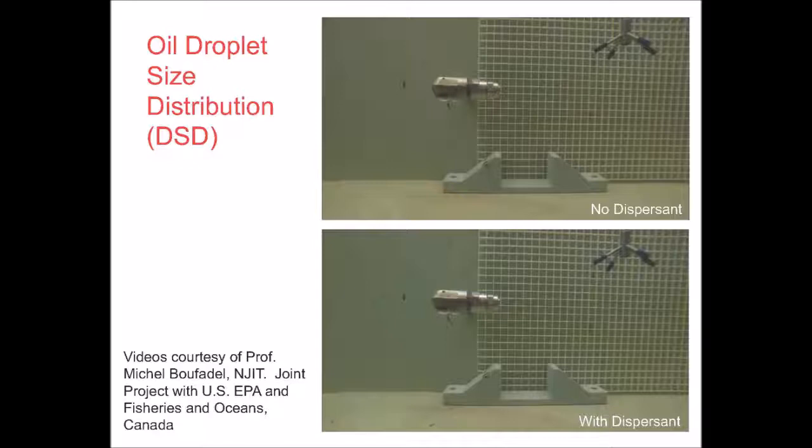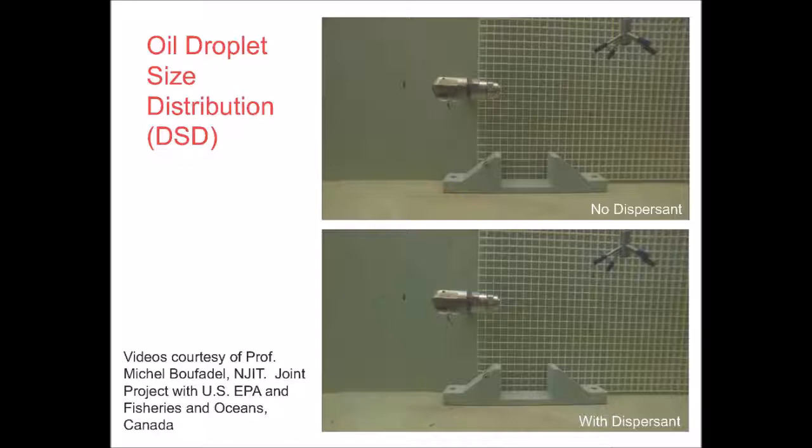So by adding chemical dispersant, the name of the compound itself tells you what it does. It helps to disperse the oil by breaking it into smaller droplets. Whether or not that is injected at the wellhead will affect what the droplet size distribution is coming out.